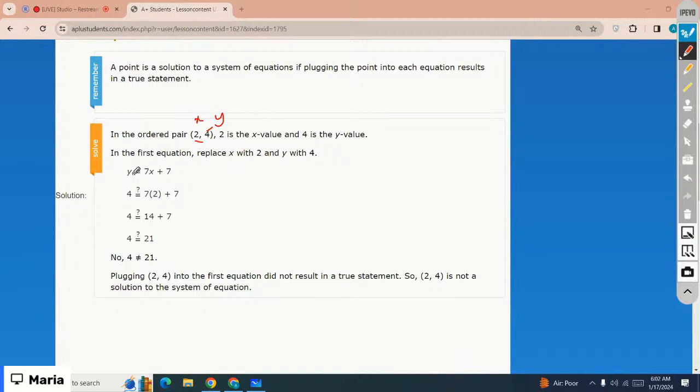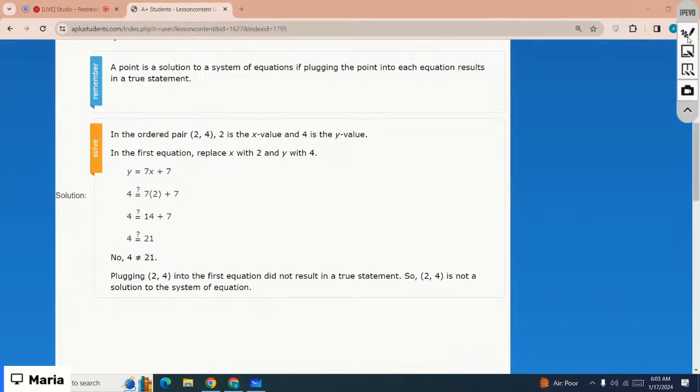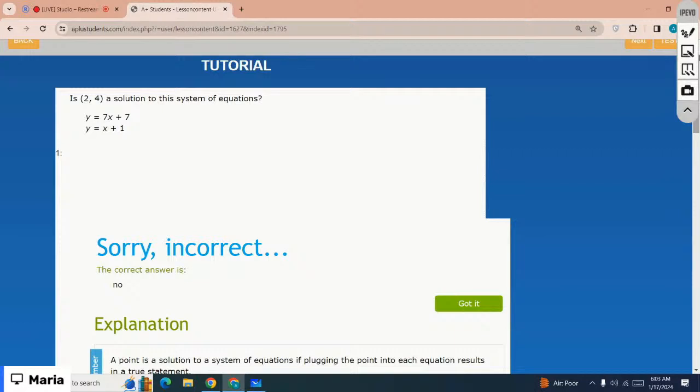In the equation, replace the variables with the values. x is 2, so replace x with 2. y is 4, so replace y with 4, right? And see if both sides of the equation are exactly equal. You can see 4 is not equal to 21. That means the solution 2, 4 doesn't satisfy the equation, so it isn't the solution of the given equation, right? Now let's start with the test questions.